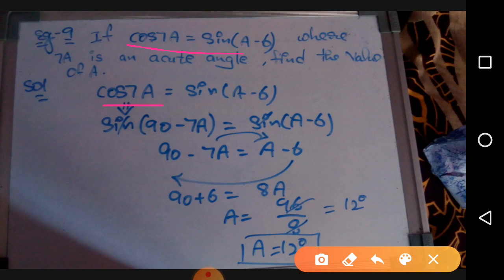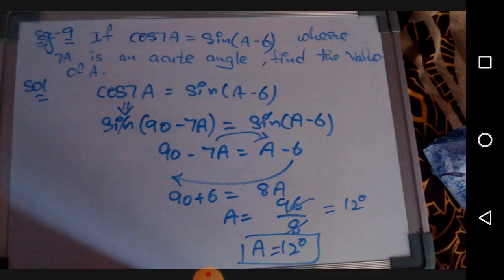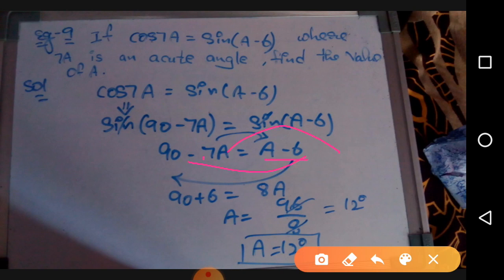Can we write cos 7a as sine of 90 minus 7a, as we have seen, sine 90 minus theta equals cos theta? Similarly we have written it, and here we already have sine, so sine and sine get cancelled, and we are left with 90 minus 7a equals a minus 6. Then just send this 6 over here and 7a to this side.